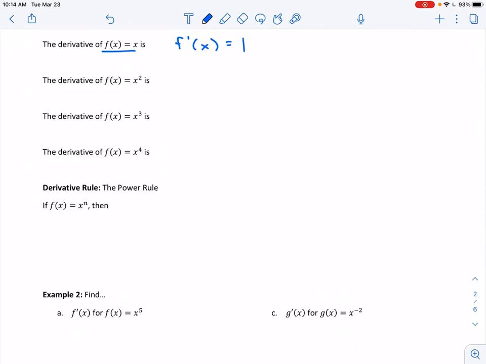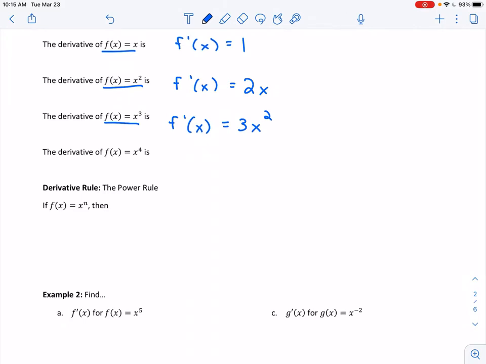If I wanted to make my function a little bit more complicated, now I'm going to work with f of x equals x squared. We'll add 1 to the power. If I wanted to take the derivative of x squared, I could do that using the four-step process. I'd find that f prime of x is equal to 2x. If I wanted to add 1 to the power, now we're going to work with f of x equals x to the third. Using the four-step process, I'd find that f prime of x is equal to 3x squared.